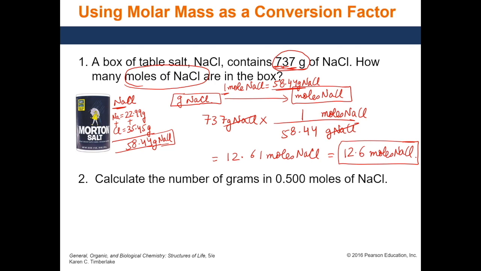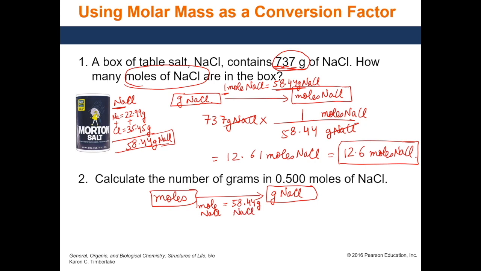The next question says calculate the number of grams in 0.5 moles of NaCl. So now what's given to us is moles, and the question is asking us to go from moles to grams. Again, what is the conversion factor between moles and grams? 1 mole of anything, in this case NaCl, will weigh its molar mass. We just calculated that was 58.44 grams of NaCl.